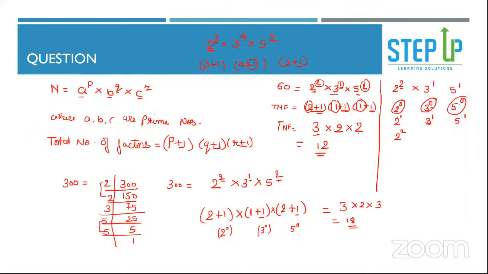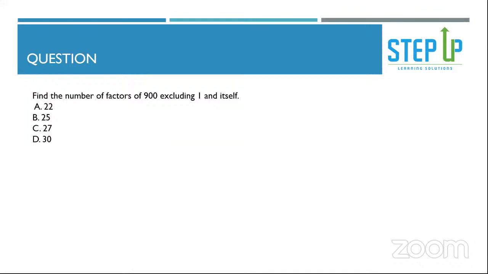Right. RK, that's correct. Royal, right. Maybe you would have given the answer for something else. Find the number of factors of 900 excluding 1 and itself. It is excluding 1 and itself. So what will be the total number of factors?